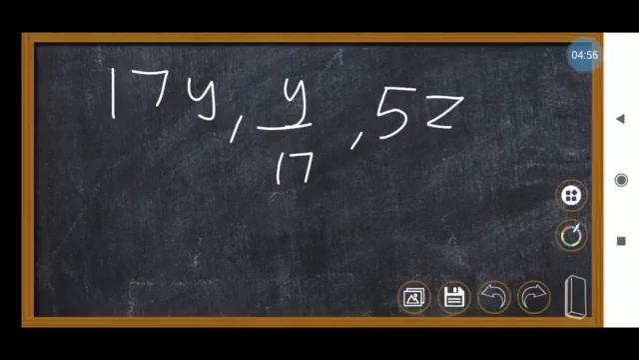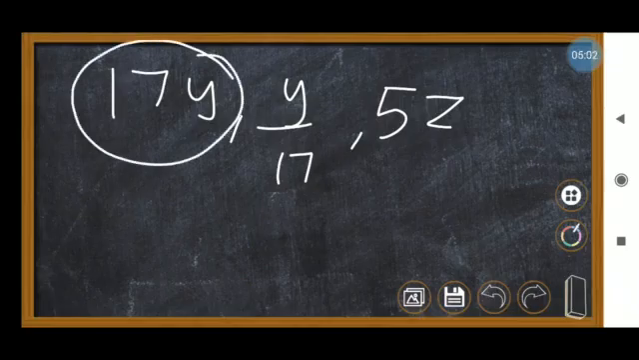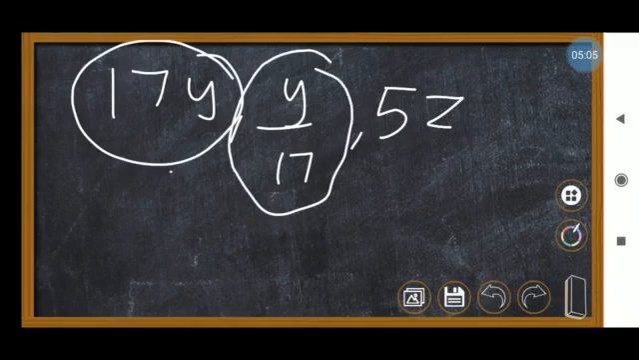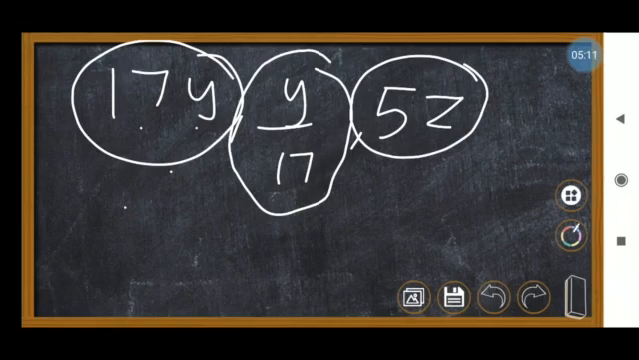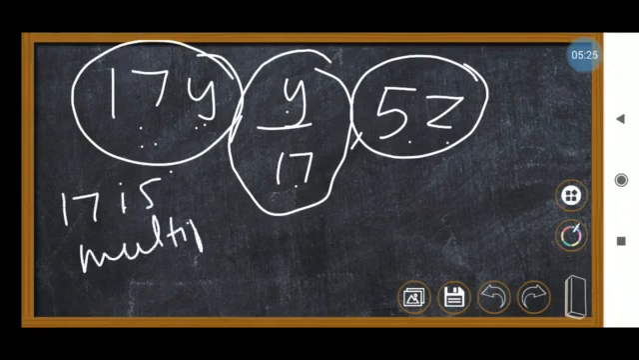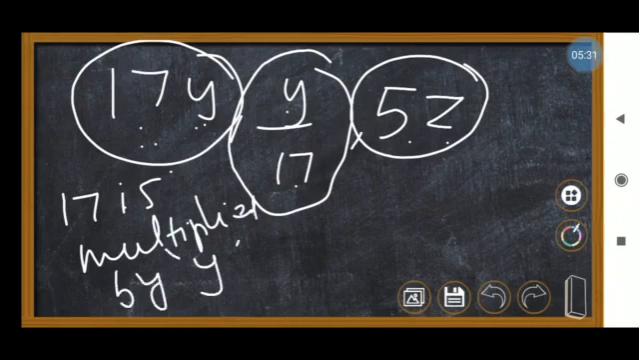Okay, if you look at the means here, you have to say this is the expression with the multiplication, this is the expression with the division, and this is the expression with the multiplication. So 17 into y is 17y, y divided by 17, and 5 into z. How it is formed: 17 is multiplied by y. Here, y is divided by 17. And here 5 is multiplied by z.